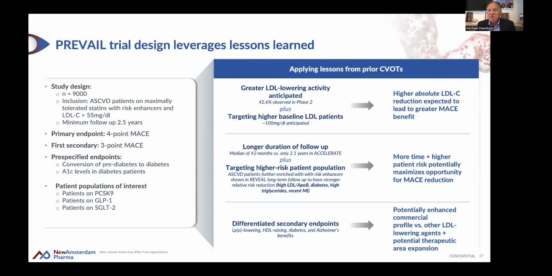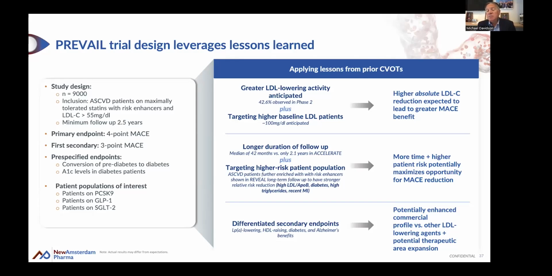So again, it was designed for success with higher baselines. If you didn't have an LDL above 100, you got into the trial with LDLs above 70, and then we lowered to 55. If you have risk enhancers like high triglycerides, low HDL, high Lp(a), which we know from the REVEAL trial with obicetrapib, had a better relative risk reduction.